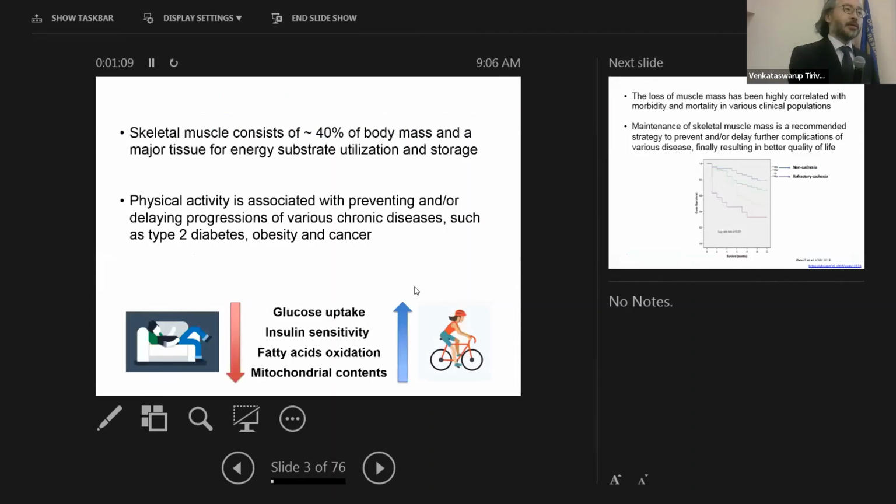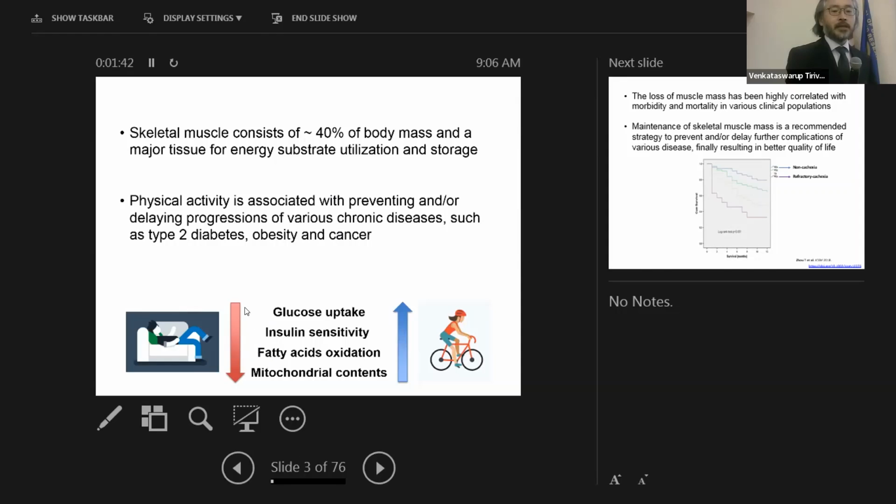Skeletal muscle is the single largest tissue in our body, making up about 40% of body mass, and the major tissue for energy substrate utilization and storage. For example, if you have improved muscle mass, then you would expect increased glucose uptake, insulin sensitivity, fatty acid oxidation, mitochondrial content, etc. Whereas if you have impaired muscle function, then you expect a decrease in all of these.